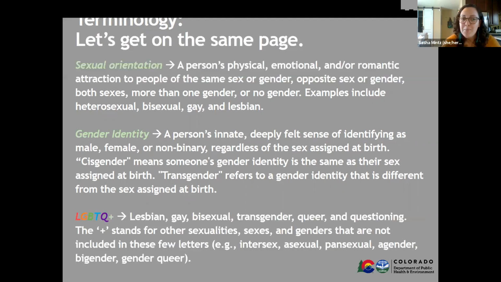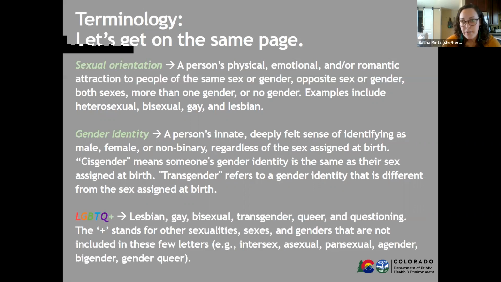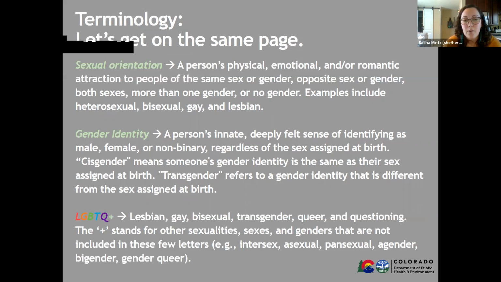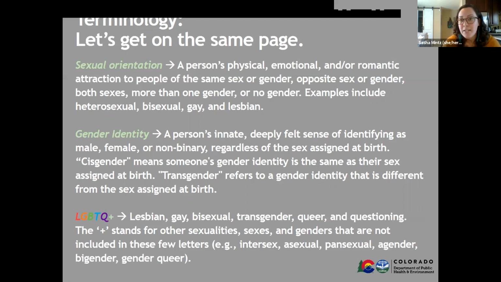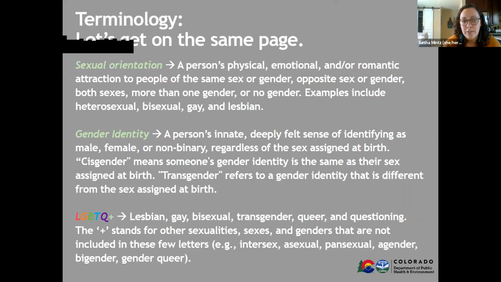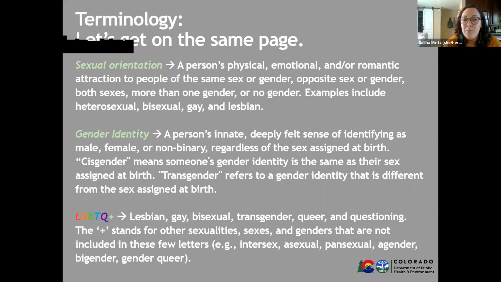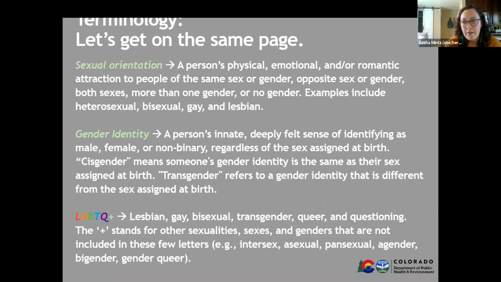Together, LGBTQ+ is an acronym that encompasses many diverse sexualities and genders. It stands for lesbian, gay, bisexual, transgender, queer, questioning, where the plus represents other sexualities, sexes, and genders that are not included in those few letters, such as intersex, asexual, pansexual, agender, bigender, genderqueer, and many more. So I encourage you, if you've never heard of those terms, to Google, find out what they are. LGBTQ+ is a huge array of different identities.